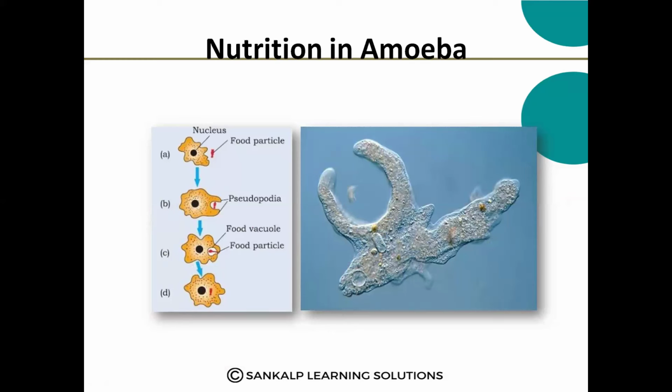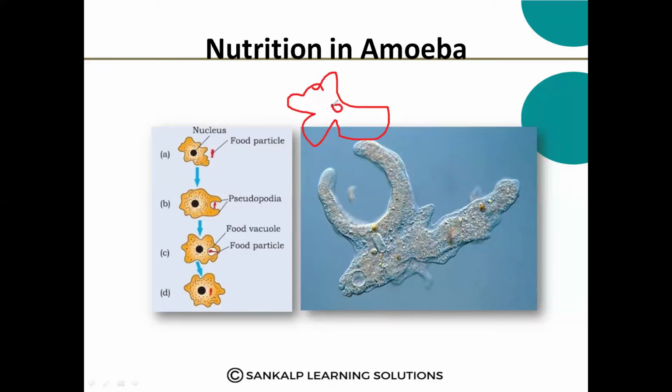Then how does amoeba get its nutrition? Amoeba is a unicellular organism, right? Unicellular means only a single cell is present. That is able to perform all the activities which are essential for its body. Here, just observe this picture of how the amoeba is obtaining the food. The amoeba does not have a definite shape, right? What you draw, that will become an amoeba.